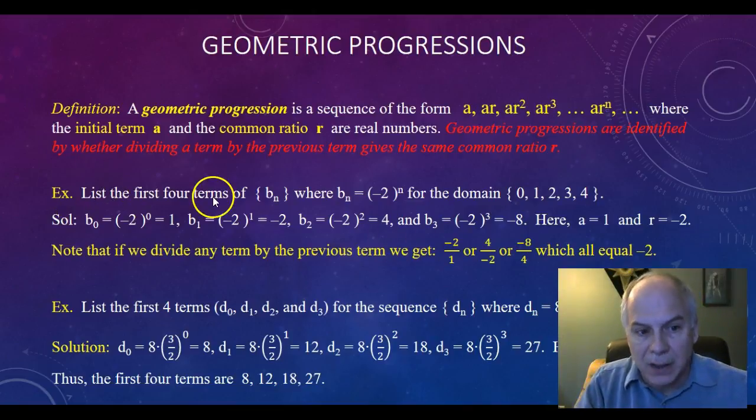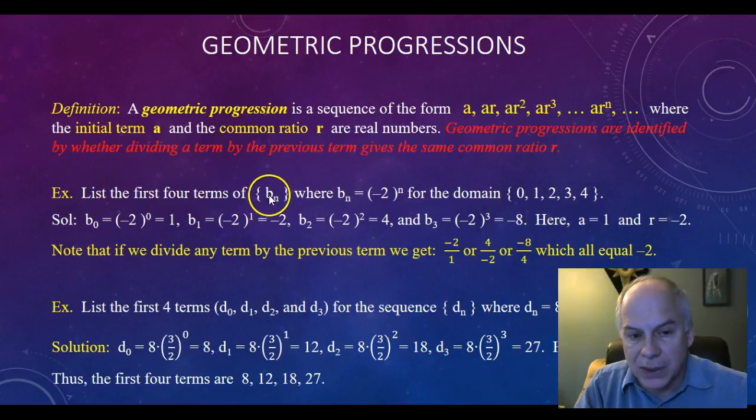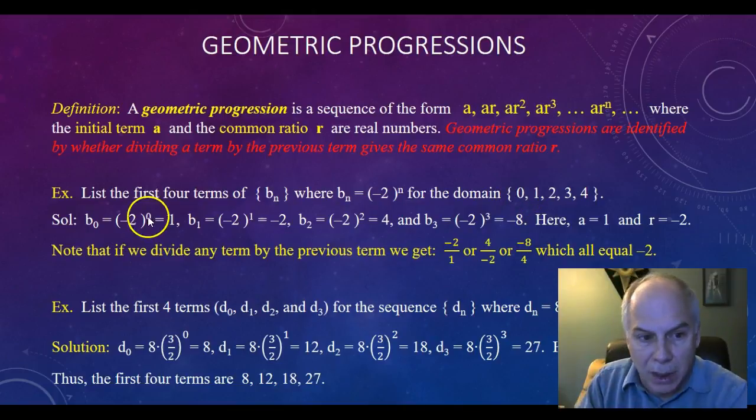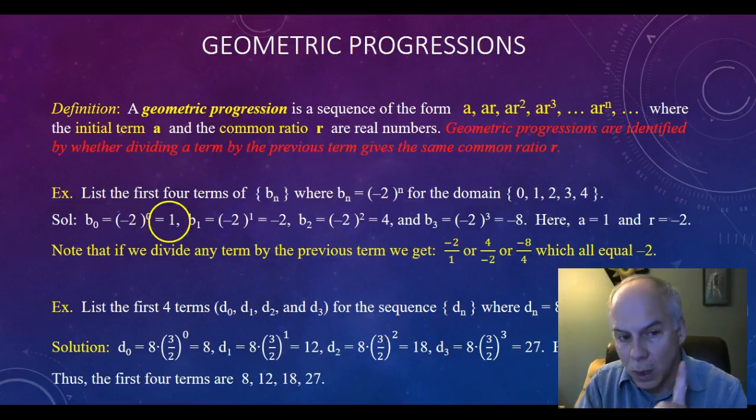Here's an example. List the first 4 terms of the sequence b sub n, where b sub n, or b of n, equals negative 2 to the nth power, for the domain 0, 1, 2, 3, 4. Okay, so this time we're not starting at 1, we're starting at 0 for n, and so we plug in 0 for n, so b sub 0 is equal to negative 2 to the 0 power. Now anything to the 0 power is equal to 1. So the first term in this sequence is 1.